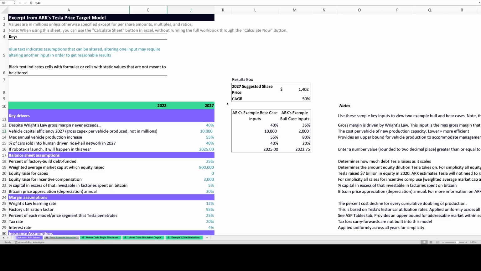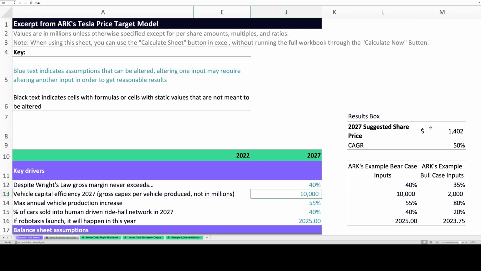So let's get into it. And I know it's a little bit difficult to read here. If you'd like to follow along, there's a link in the description to the full valuation model. I'll do my best here. So the key output from ARK's valuation model, ARK's 2027 suggested share price for Tesla. Again, this is not a prediction. This is an output. $1,402 per share.